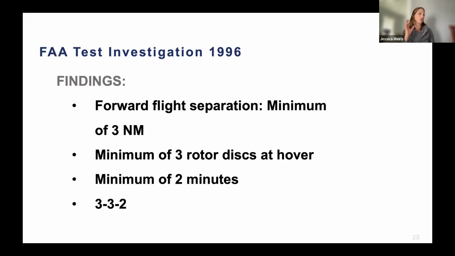So the result, what we did with those findings, is to give some more information to what to do with a helicopter in forward flight. We've got the hovering hover taxi, 3 rotor disc diameters. Okay, got it. What about in forward flight?